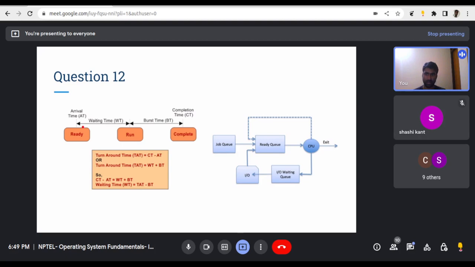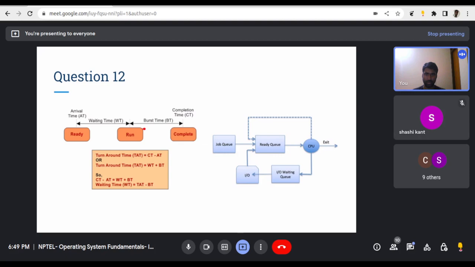Anyway, the time that it stays in the running state and then transitions into the complete state is referred to as the burst time. And once it has gone into the completion or the termination state, that time is marked as the completion time.